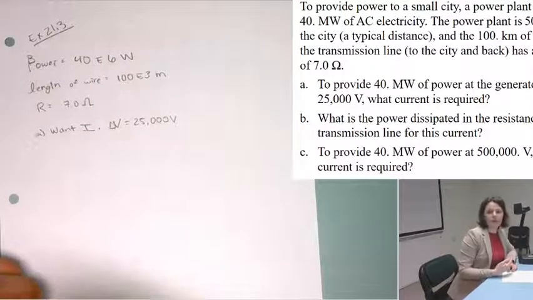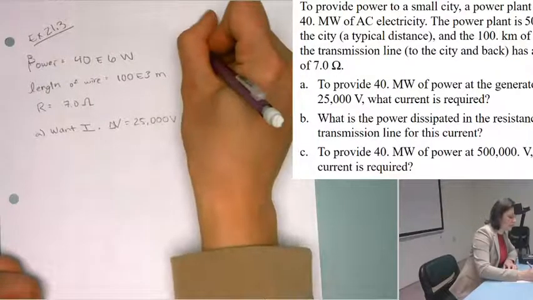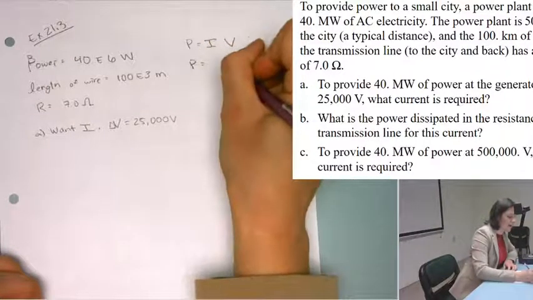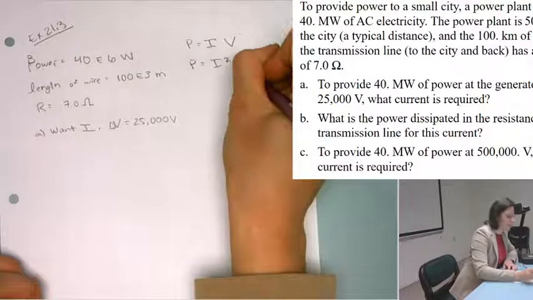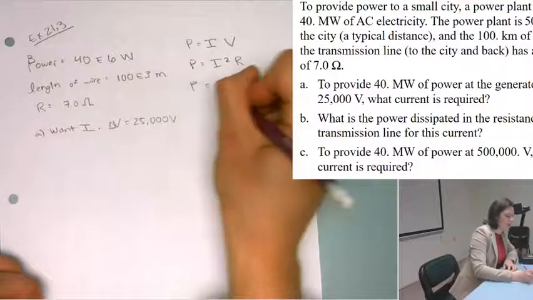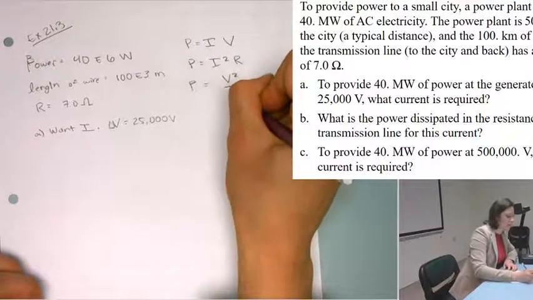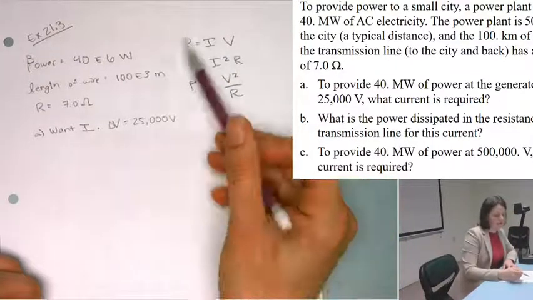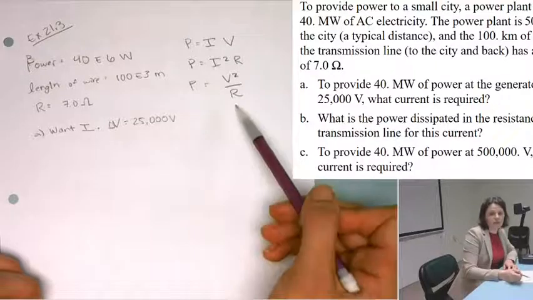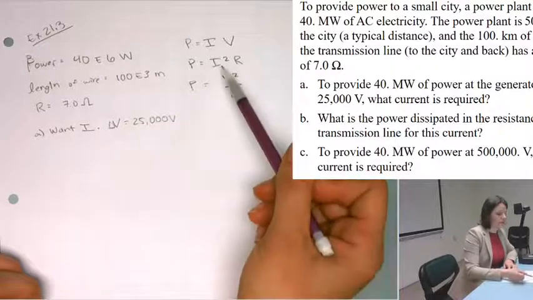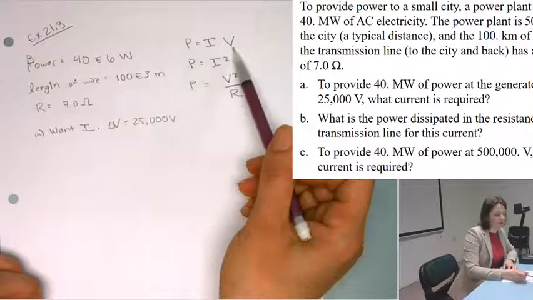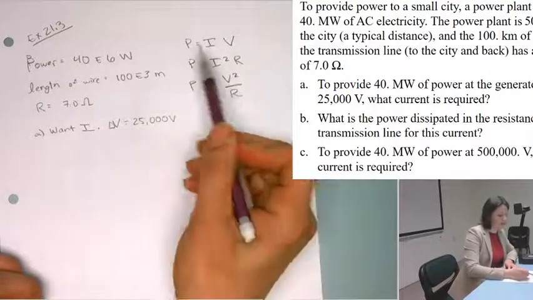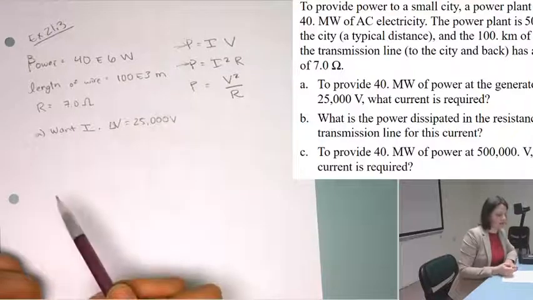There are 3 formulas for power. The first one is power is current times voltage. The second one is power is I squared times R. And the third one is voltage squared over R. So those are our 3 formulas. When we use these formulas, as always, we are looking for a formula where we know 2 of the 3 things in the formula, and we're looking for the third one. We want I, so we're immediately going to these 2 right here.